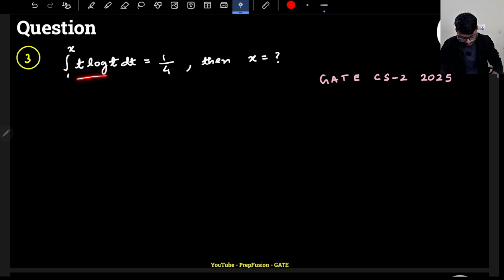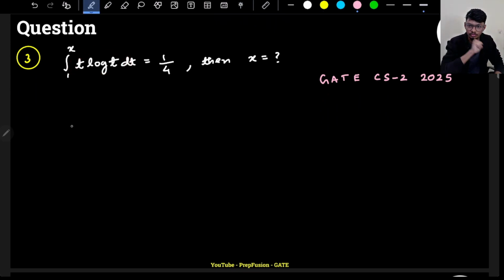So I will write the method for the DI method. You choose something to differentiate and you choose the other one to integrate. If I choose t to be differentiated, because by differentiating t twice I will get 0, that is my target. My target is to get to a 0. This is the method of the DI method. Or you can use the simple integration by parts. I hope you know all those things.